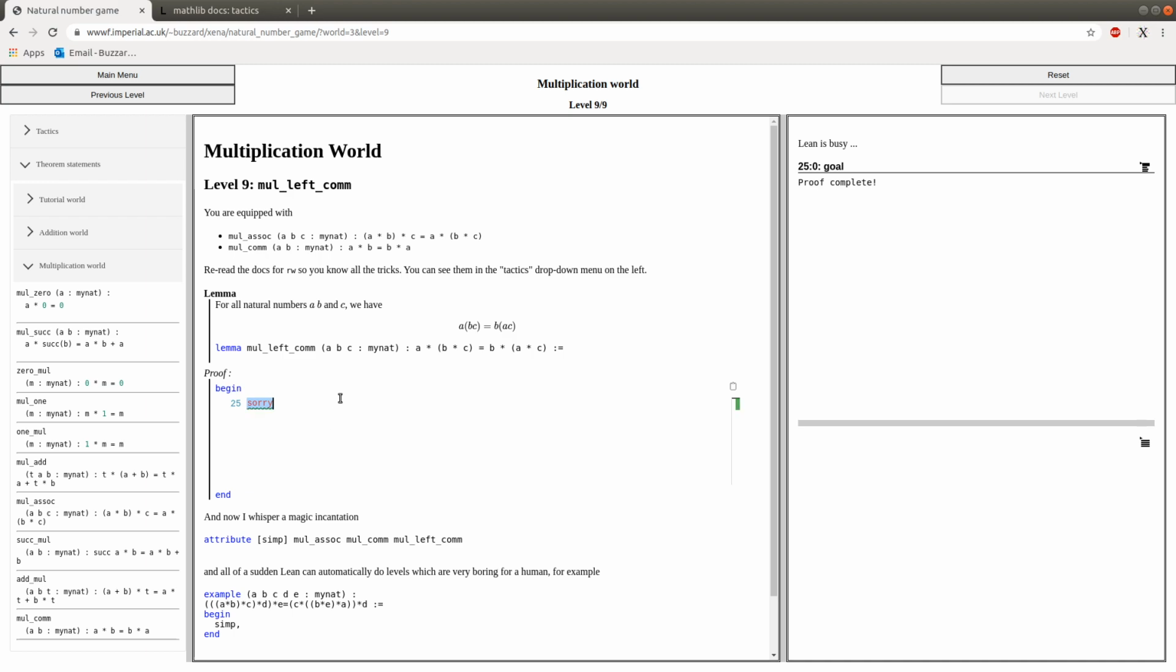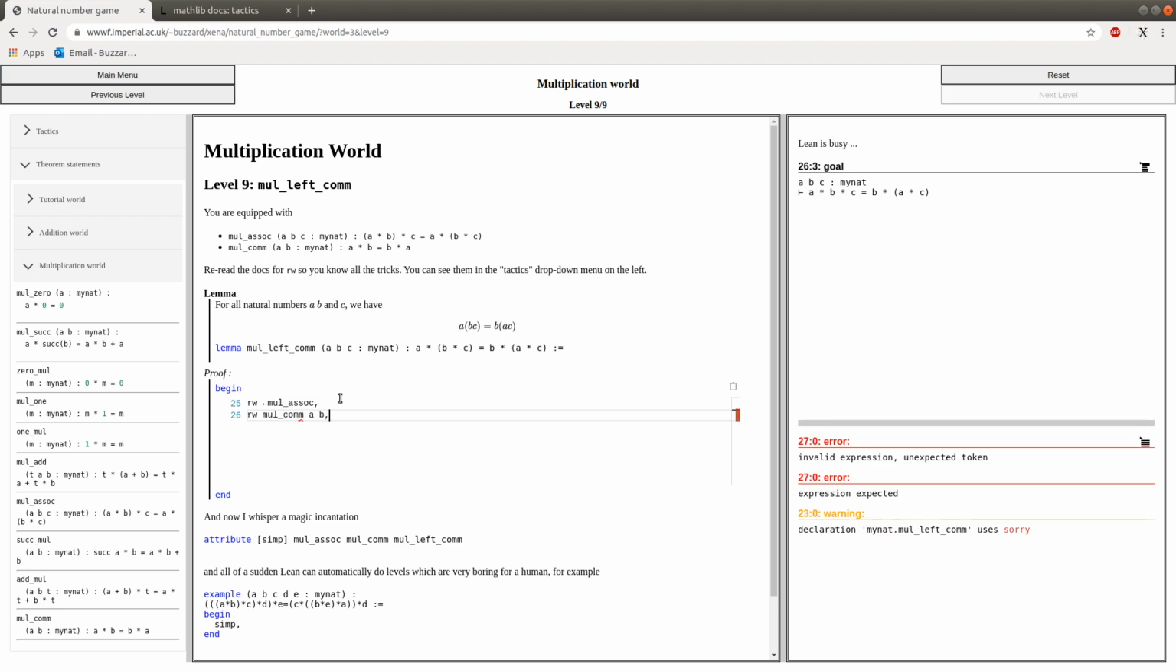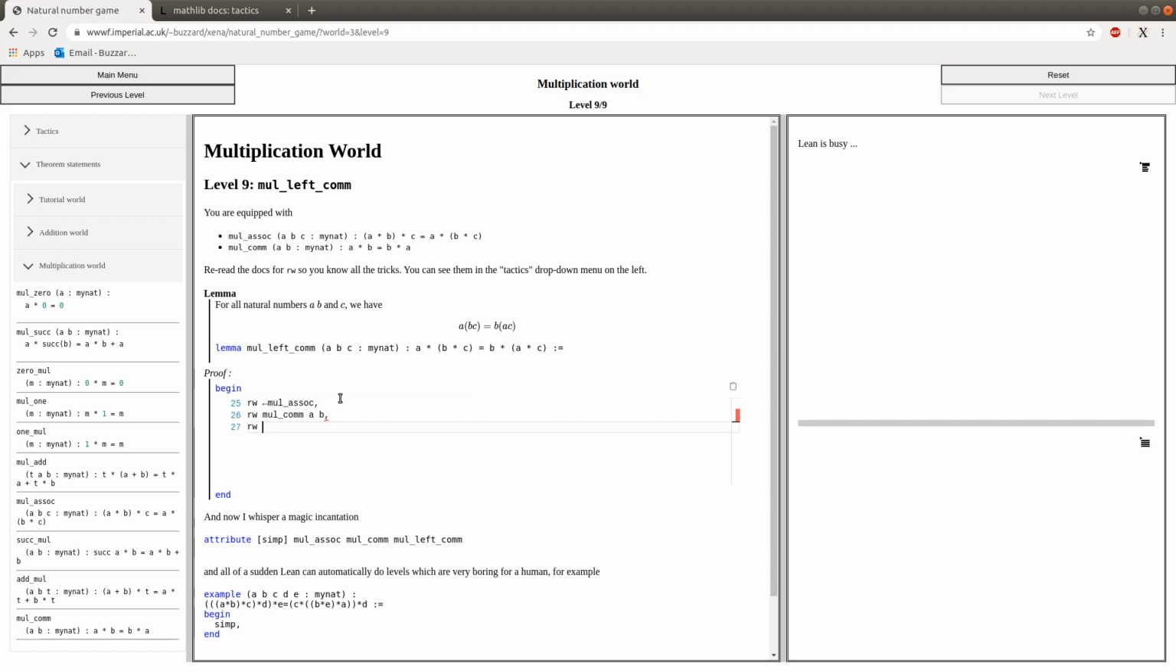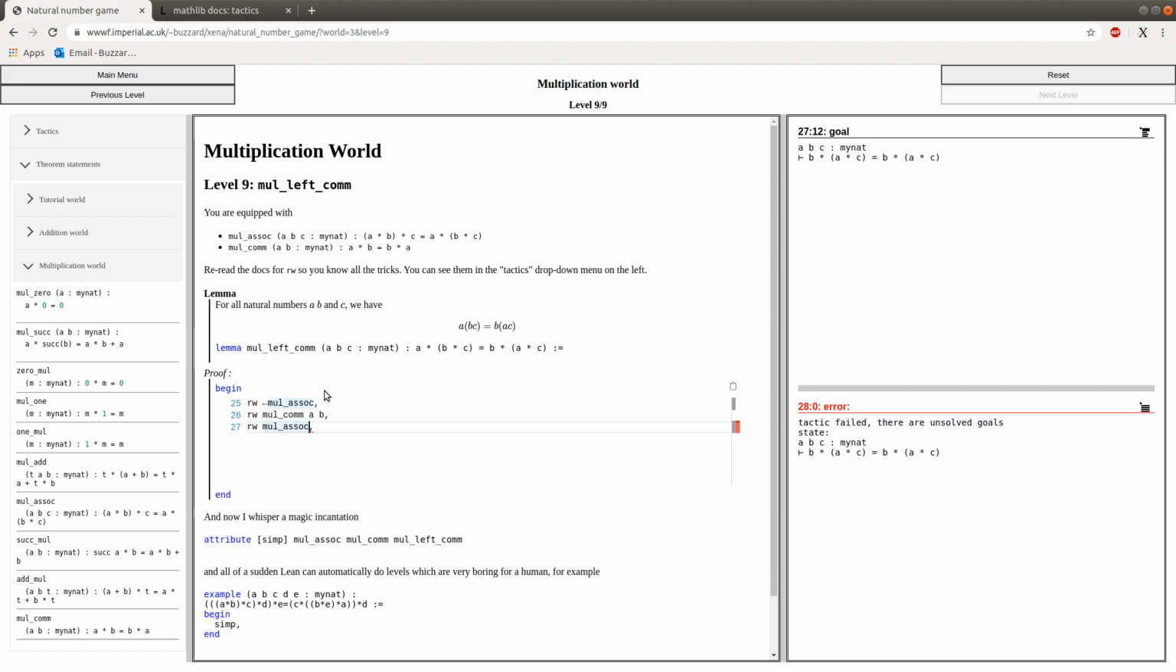Oh, I see. Mul left com, we can prove this by rewriting, can't we? Rewrite mul sock this way. Yeah, I'm sorry, Kitster. And now I can rewrite mulcom AB to ensure that we do the right one. So now I'm good, right? Rewrite mulsock. And now this is mulsock isn't true by, so now that's true by REFL.